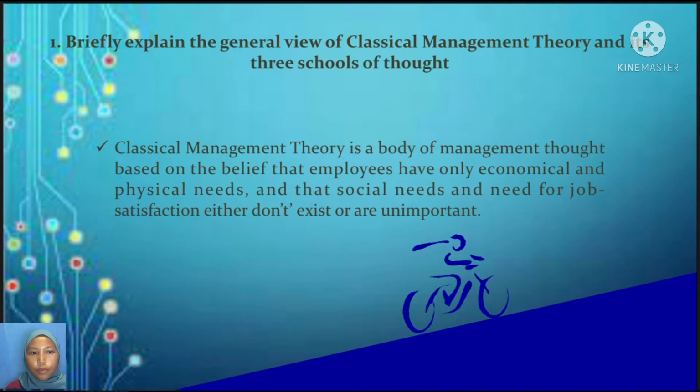There are 3 schools of thought: scientific management theory, which identifies the best way to do a line of work; bureaucratic management, which focuses on rules and procedures, hierarchy and clear division of labor; and administrative management, which emphasizes the flow of information.